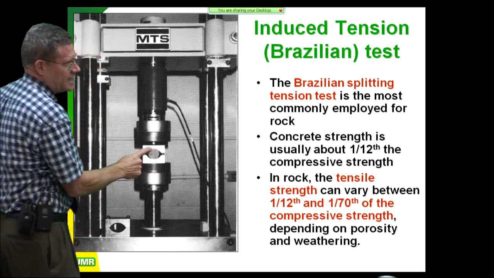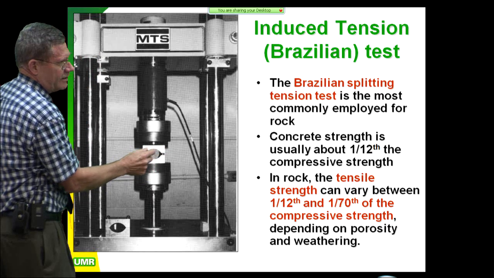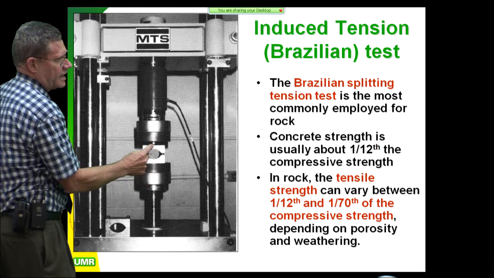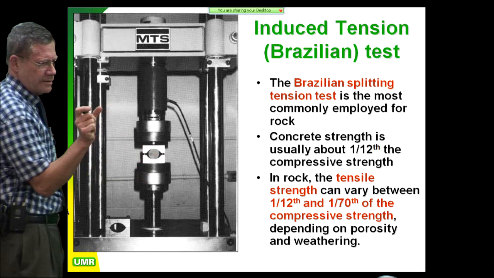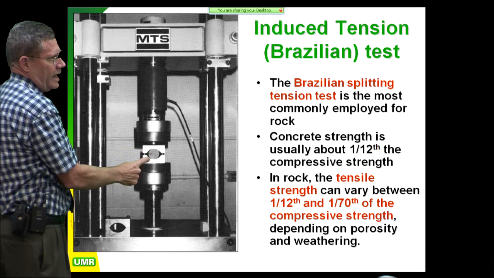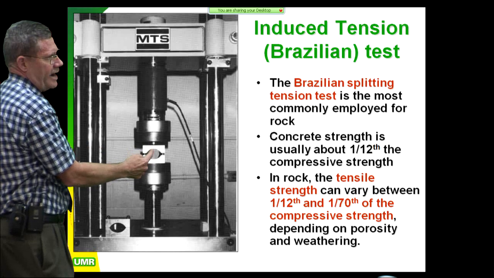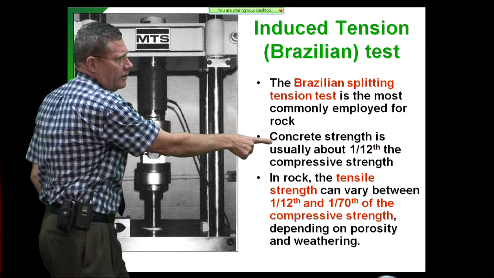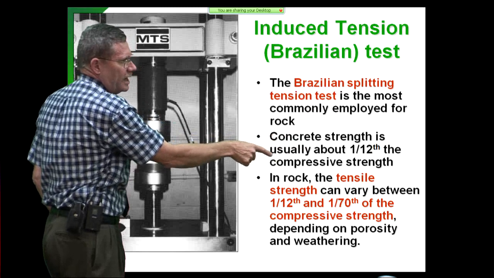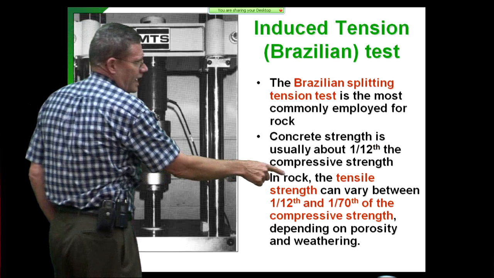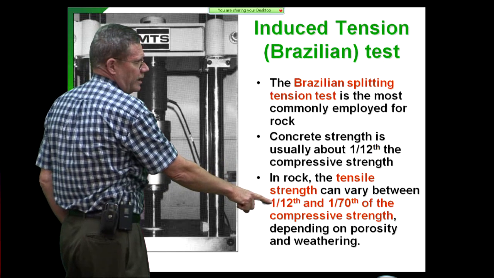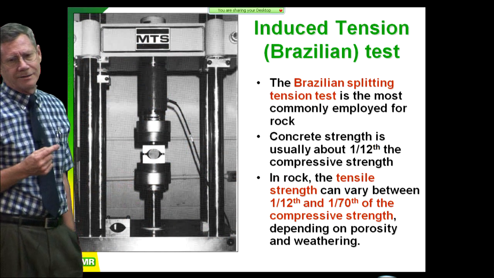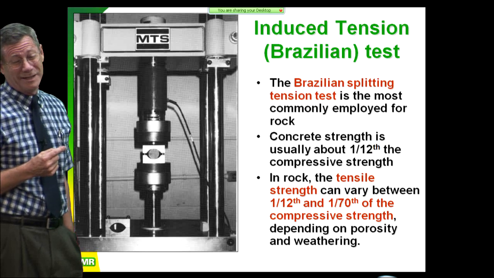And this is what it looks like. It has about a 15-degree contact area, 7.5 either side of the vertical axis. You put your disc of rock in there. So this rock is 2.7 inches in diameter and 1 inch thick. And then I load it until I see a hairline crack form, and then the load carrying capacity drops off. Now, concrete's tensile strength is usually about 1/12 the unconfined compressive strength. When I was testing rocks, I found I was anywhere between 1/12 and 1/70, depending on porosity and weathering. Those are huge factors. 1/70 is a low tensile strength.